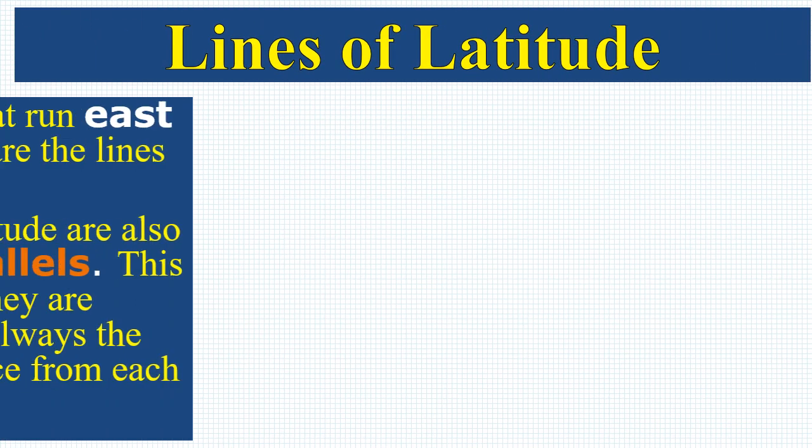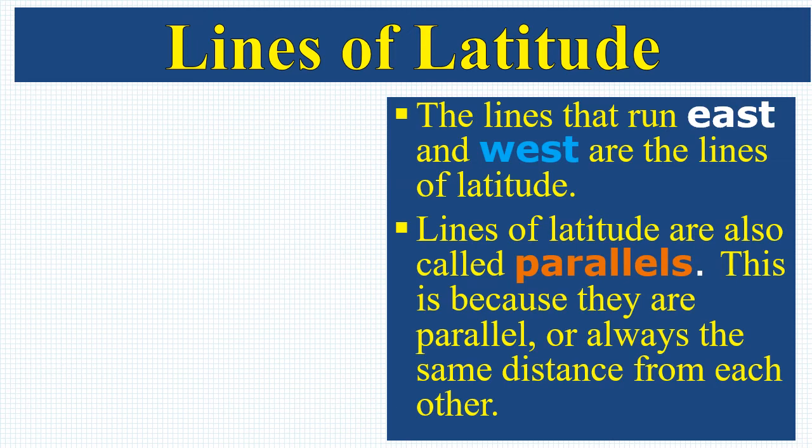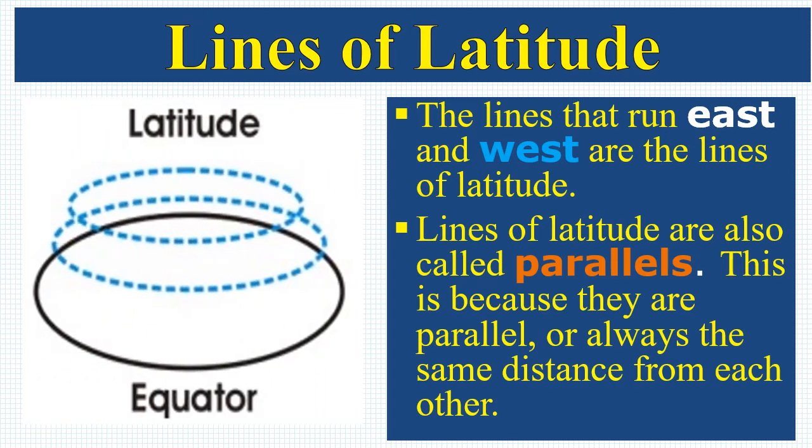Lines of latitude, let's learn about that. The lines that run from east and west are the lines of latitude. Remember, lines of latitude are also called parallel lines. This is because they are parallel or always the same distance from each other. So we have lines of latitude, east to west.